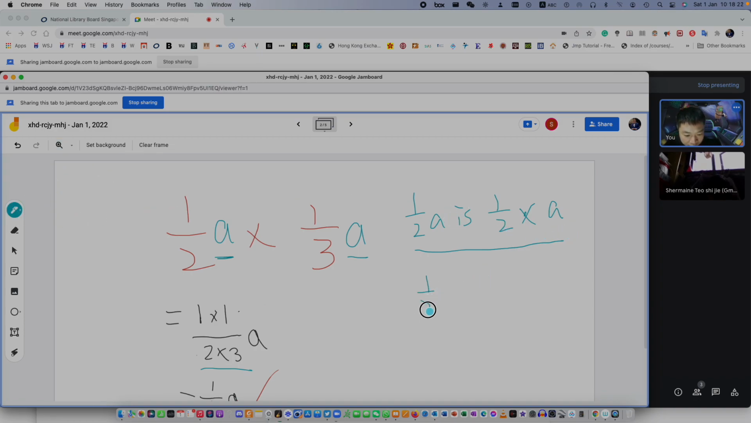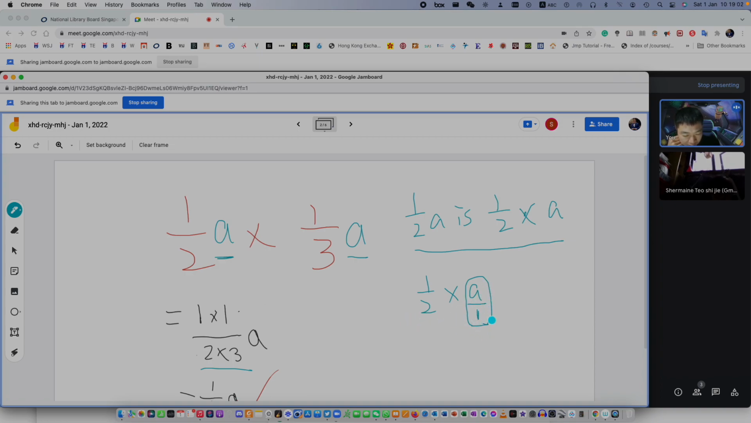So half times a. If I ask you to write it in another format, can I ask, what is a? a is a over 1, right? Can you see that a is a over 1? So if you have half times a, it's half times a over 1.